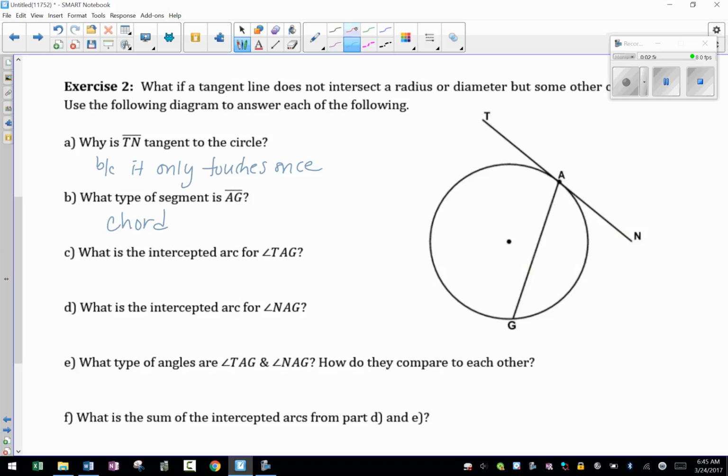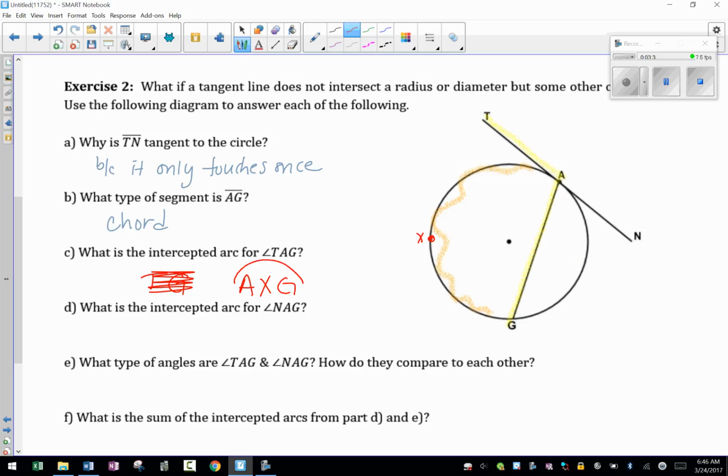All right, now we get into a little bit more details. What is the intercepted arc for angle TAG? So TAG is this angle right here, and TAG is eating arc AG. So I don't know if you can see it, but TAG is eating this piece. So the intercepted arc is arc AG. To be a little bit more specific, arc AG is more than 180, so I'm just going to stick an extra X there and call it AXG.